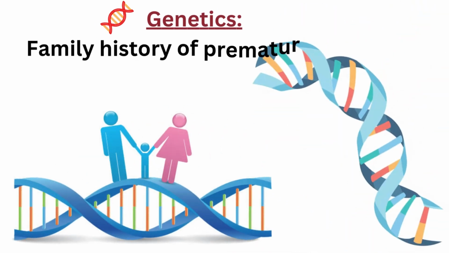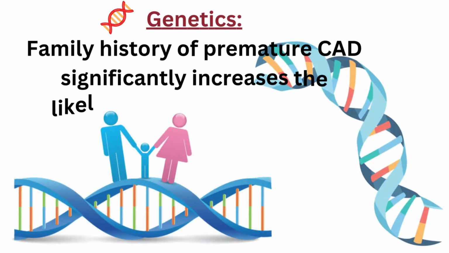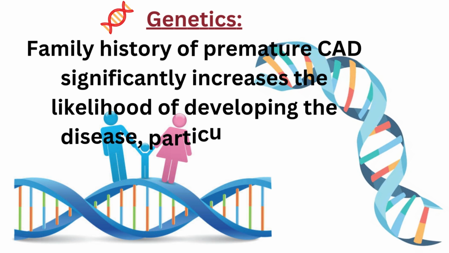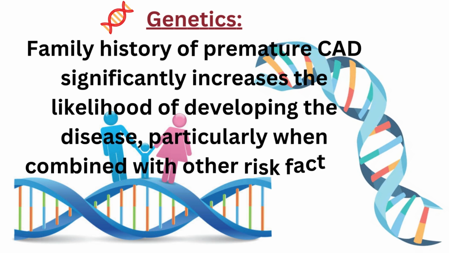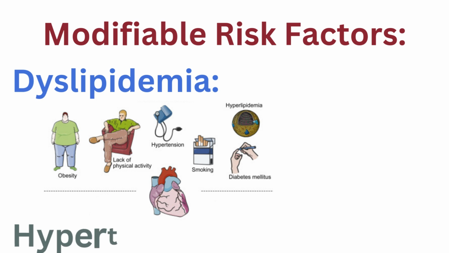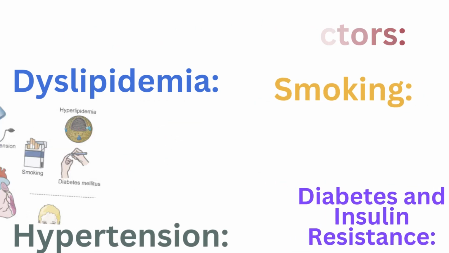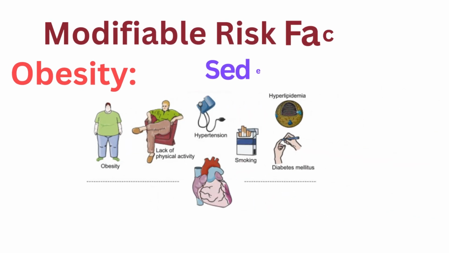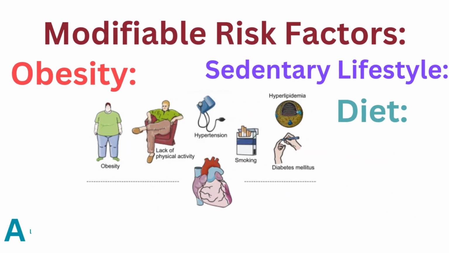Genetics: family history of premature coronary artery disease significantly increases the likelihood of developing the disease, particularly when combined with other risk factors. Modifiable risk factors: dyslipidemia, hypertension, smoking, diabetes and insulin resistance, obesity, sedentary lifestyle, diet, alcohol consumption, and stress.